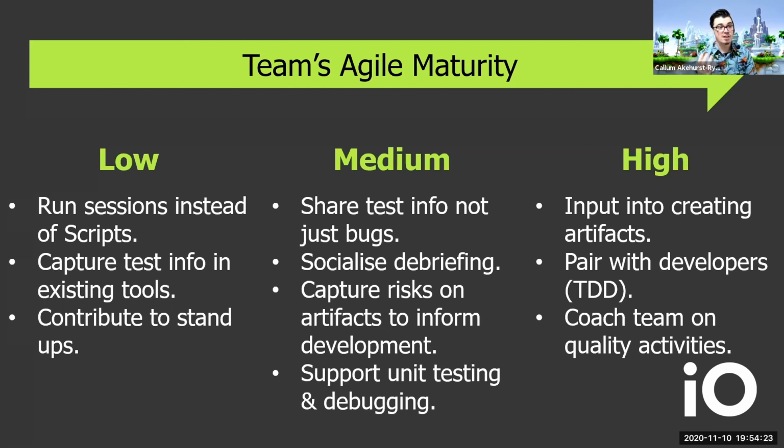And at a high level of agile maturity, you can start to coach the team on quality activities. So like Sebastian was saying, getting other stakeholders and team members actually involved in the testing session. So pair with them, sit with your developers and say, we're going to run this testing. Here's how we do it.